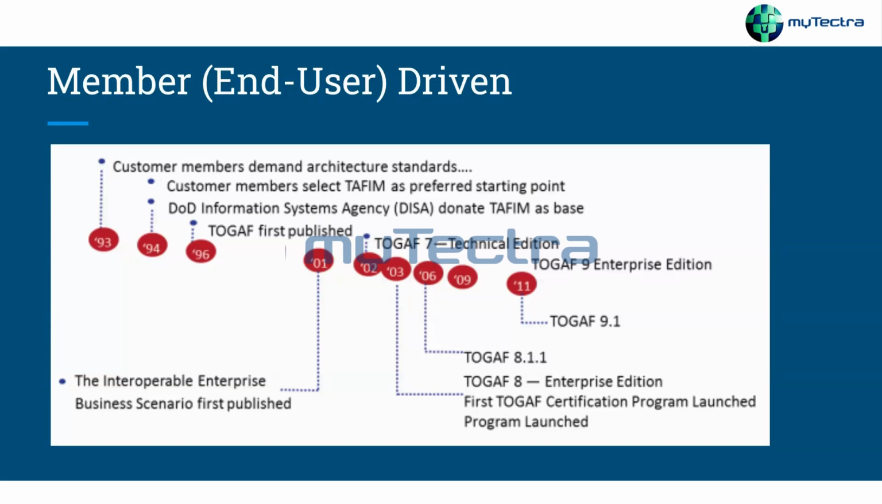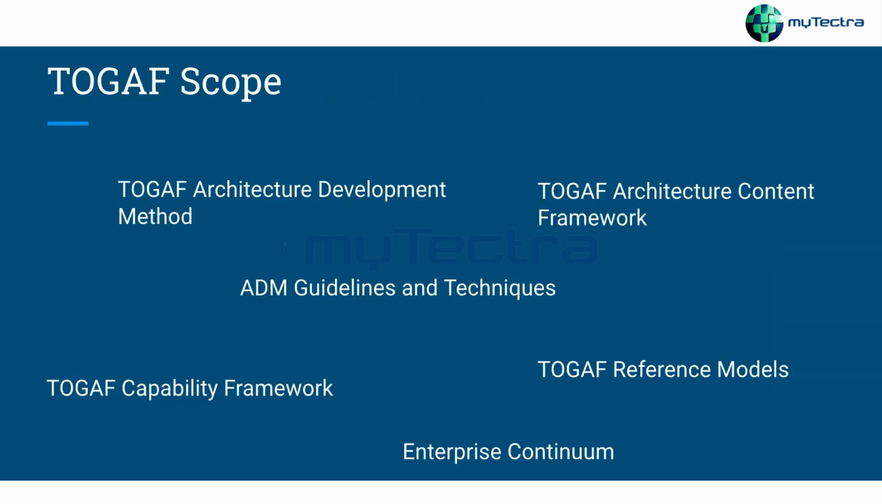And what is the scope? Basically, if you see the scope, it has a lot of business goals, and it provides a lot of best practices. It includes ADM, as I said, which is nothing but a tested and repeated process for developing architectures. There are a lot of tests which are done. And ADM guidelines provide a collection of techniques available for use in TOGAF.